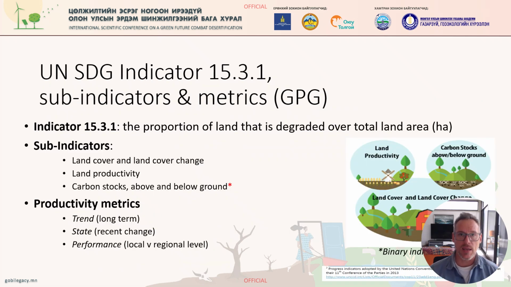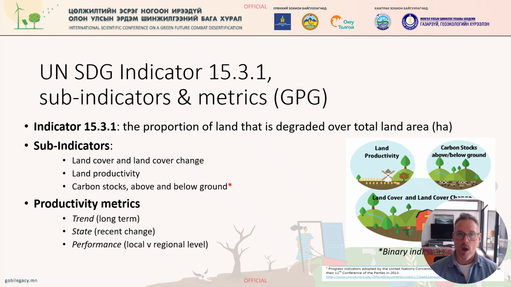Now, just quickly, the indicator itself is the proportion of land that is degraded over total land area. And for the indicator, it's binary. Land is either degraded or it's not. And we determine degradation based on three what we call sub-indicators. So that's land cover and land cover change, land productivity, and carbon stocks above and below ground. There isn't really a good data set for carbon stocks above and below ground available yet, we don't think. And so what we do is replace that with soil organic carbon stock, and I'll show you a bit about that in a few minutes.